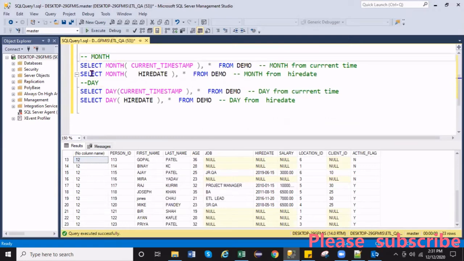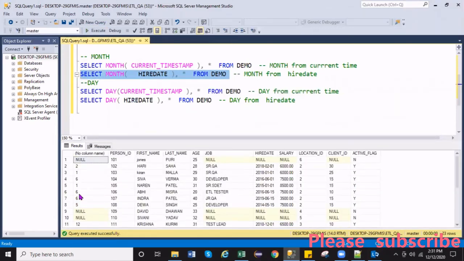Similarly, give me the month of each employee's hire date. So 6 months. This is very useful because it will let you find the employees who were hired in July and give them a 5% bonus. Or find the employees who have been working more than 24 months at Wells Fargo and give them 2 months off. So this is the function used to get the month, to get the year, to get the day.